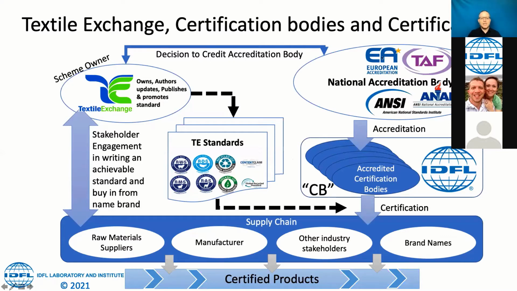As you can see here, there's the EA, the TAF, ANSI, and ANAB, these different types of global organizations respective of each individual country. They work together to provide accredited certification bodies, also known as CBs. These CBs then take the authored standards by the scheme owner and apply that standard towards the supply chain. And then the supply chain provides the certified products. This is a quick little overview of how these schemes work, and how everything is processed within that.